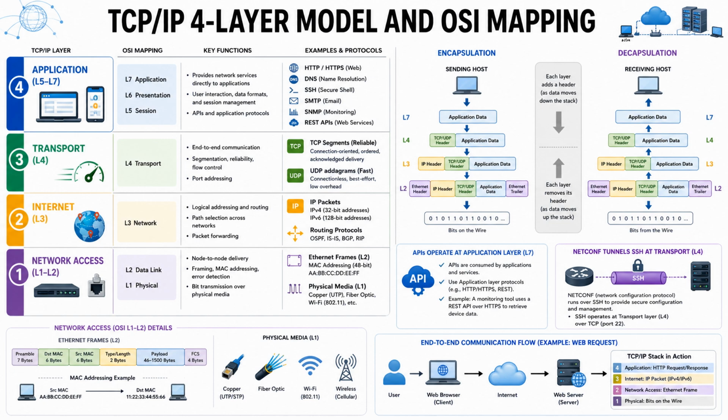But NETCONF, the structured configuration protocol, tunnels over SSH, meaning it operates at layer 4 using a TCP connection on port 830. That's not a standard HTTP connection, it's an SSH session on a non-standard port. And the exam tests exactly this kind of cross-layer awareness. Lock in that mapping, NETCONF uses SSH, SSH uses TCP, the port is 830.